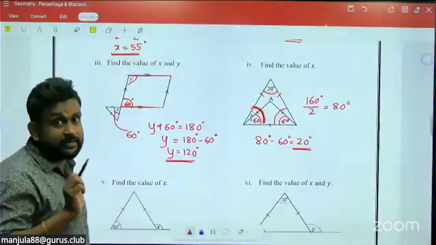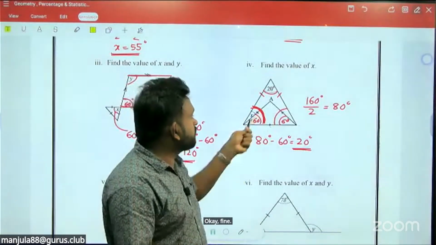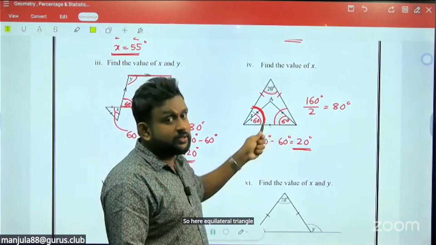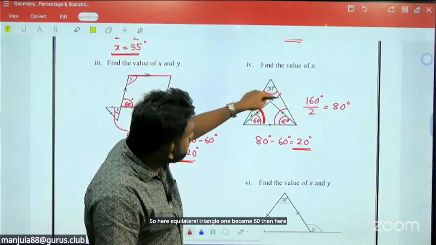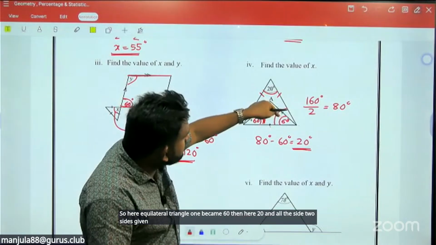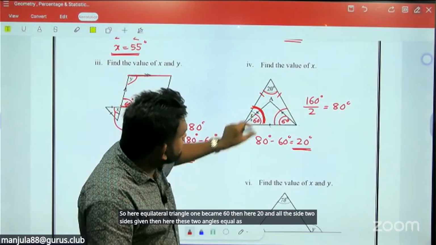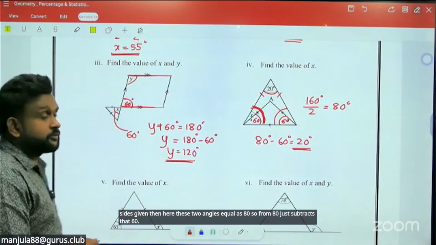In the question, here is an equilateral triangle, so one became 60, then here 20, and the two sides are given, so these two angles are equal, as 80. So from 80, just subtract that 60.